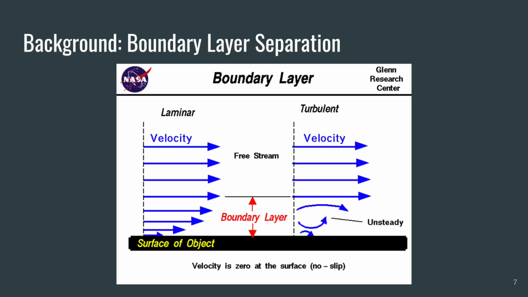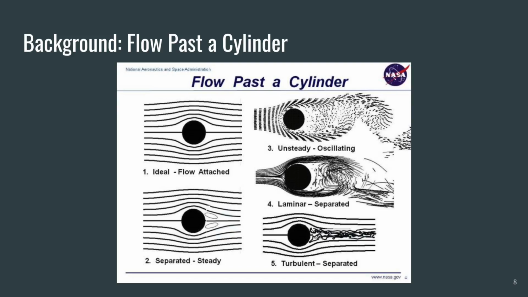In the experiment, the team created a boundary layer trip by attaching a trip strip to the cylinder that would introduce instability into the boundary layer. Flow past a cylinder varies based on wind tunnel conditions and the velocity of the free stream. As velocity increases, Reynolds number increases as well.